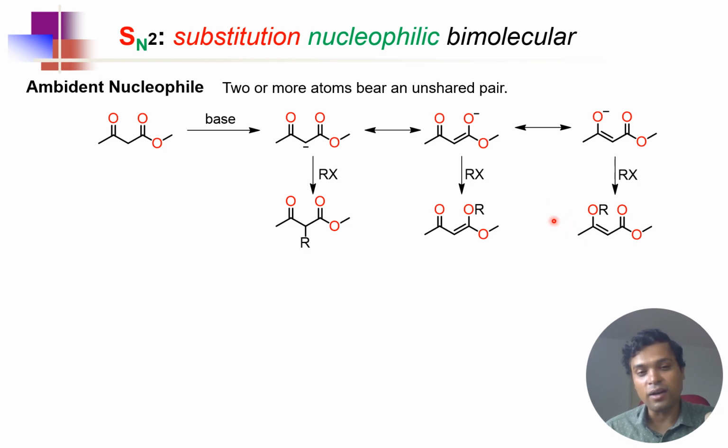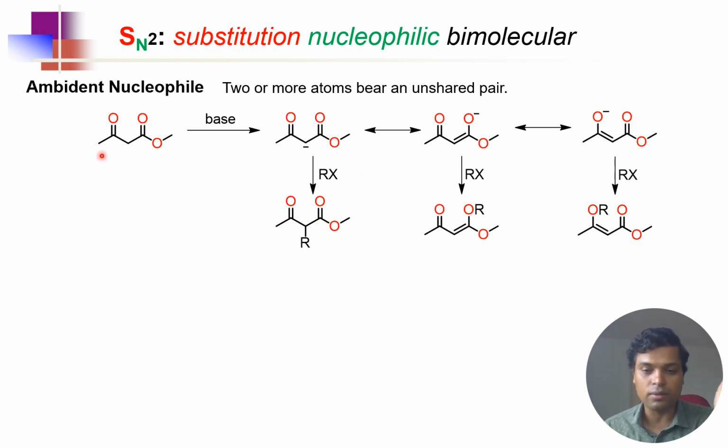Okay, but if you choose the base properly, because the acidity of this proton is around 17, whereas this one is around 30, if you use a base having a pKa value of about 20 or less, you only deprotonate this one but not that one. So there are different issues.